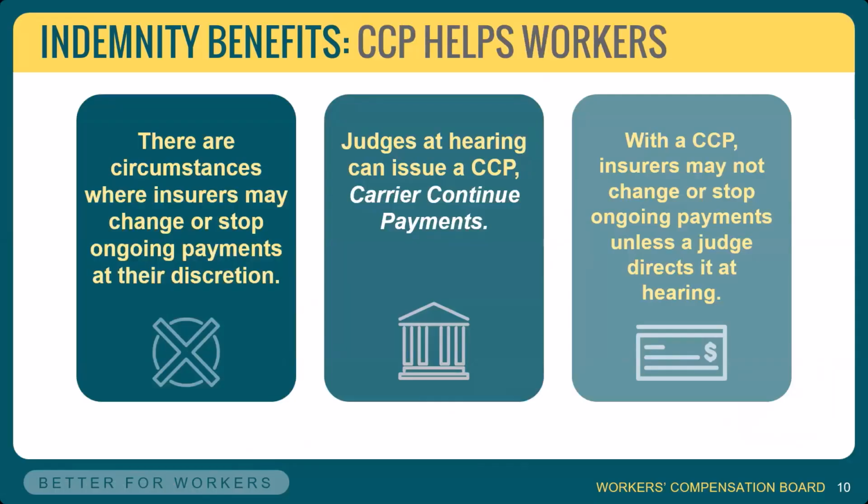Here now is an order that a judge might make known as CCP, carrier to continue payments. It means just what it sounds like. It means that the insurance carrier or the insurer should be making payments of this dollar amount. The judge will say how much. And the insurer has to continue making those payments until another judge or a board panel on an appeal says stop. So that's why it's CCP, carrier to continue payments. If you're a worker and you get this order, that means you can count on getting those payments until someone else stops them.